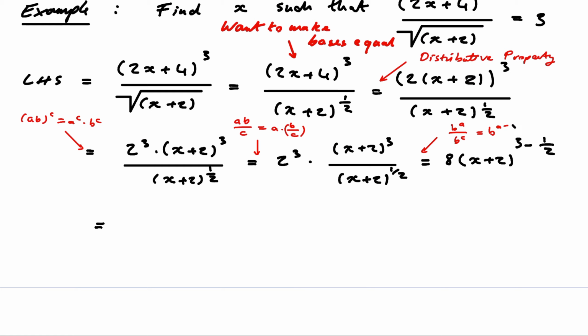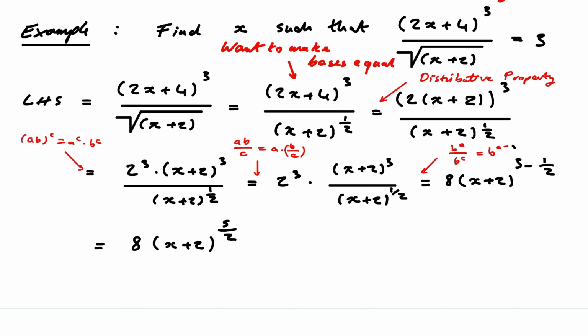So what do I have? Well, now at this point it's going to be 8 times (x + 2)^(5/2). Is that correct? So we've simplified the left-hand side. And notice something here. I've not set this equal to 3 or anything yet. I've done the left-hand side completely separately. That's a really good plan.